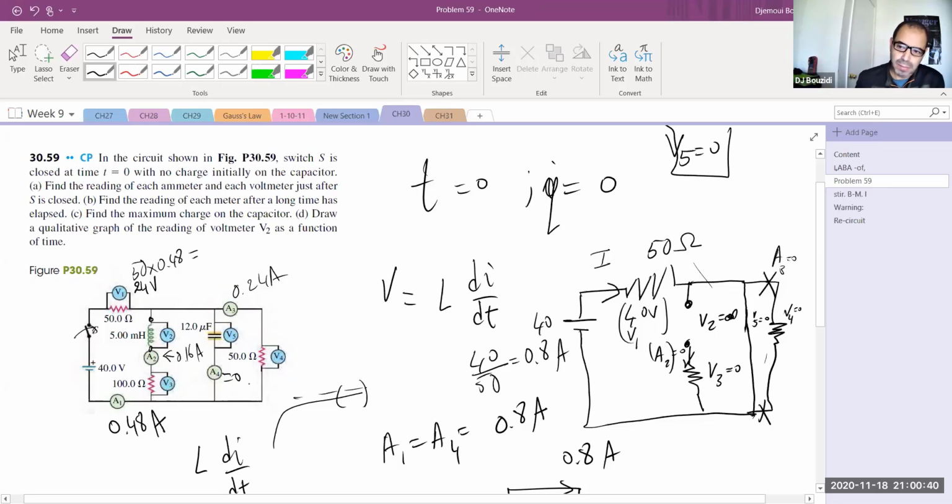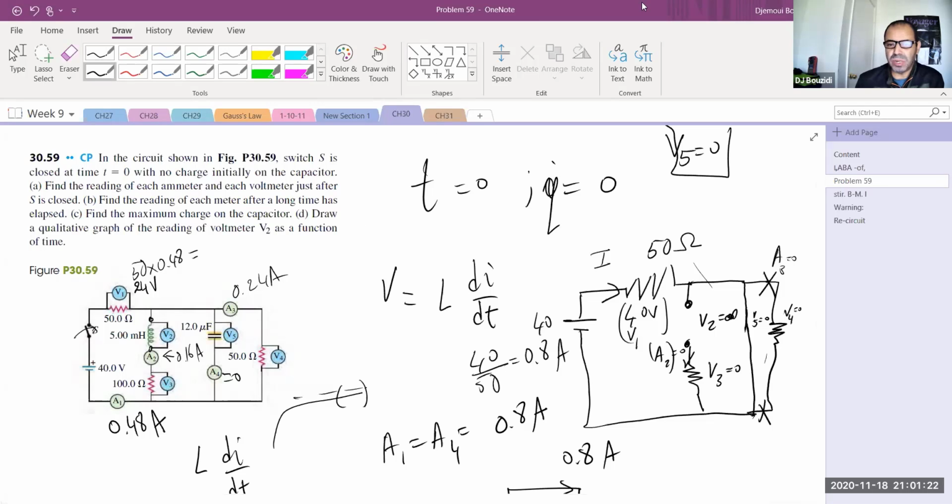After we wait a long time, the current in A1 drops to 0.48 amps from initially 0.8 amps. And the current in this one will be 0.16 amps. The voltage V2 will be 0. The voltage V3 will be 16 volts. The voltage in V4 will be actually 16 volts also. And the current A3 will be 0.24 amps. The voltage V5 will be infinite, will be open basically. And the current A4 will be 0. And the voltage in here will be just 24 volts. So 24 plus 16 volts is exactly the initial voltage, which is 40 volts.